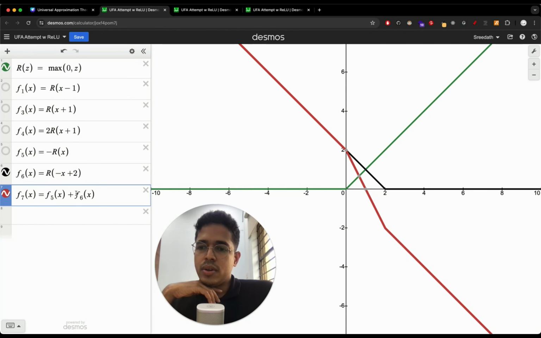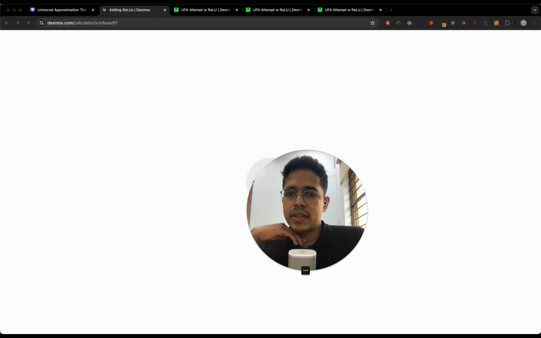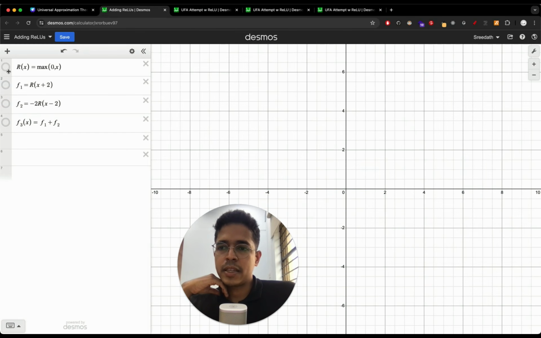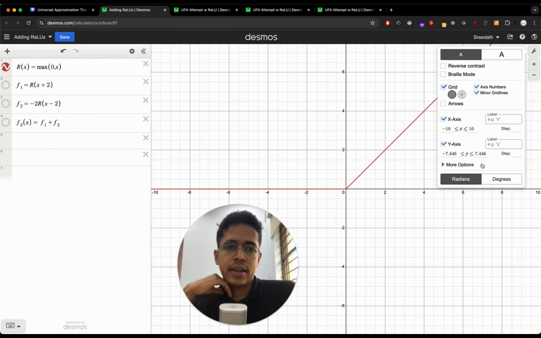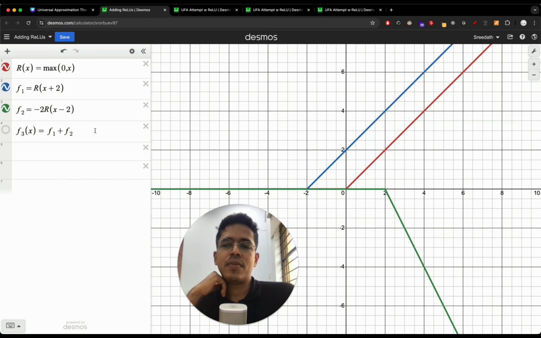We can also do something like this. You see this triangle-like structure which I got? I can open this and have a look at it. So here, let me first not display anything. First, let me display just the normal ReLU. So this is the normal ReLU function. And if I shift the ReLU by 2 units in the negative x-axis direction, it will look like this. If I have another ReLU, which is minus 2 times ReLU of x minus 2, it means the point where the value of the function transitions will be x equal to plus 2 and the slope will be minus 2. So this green line is the f2 function.